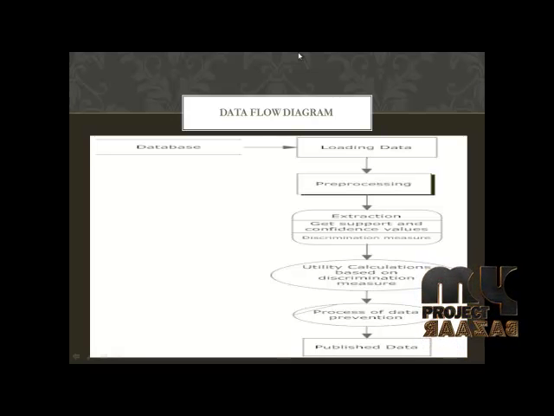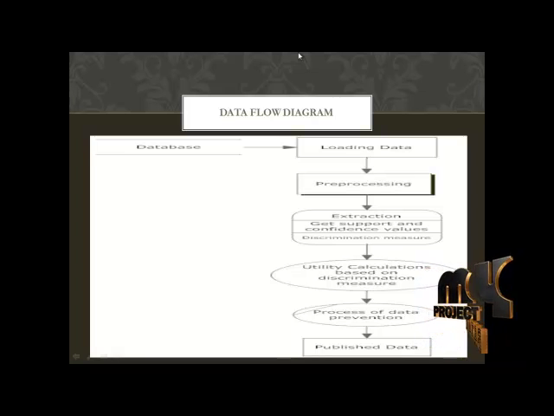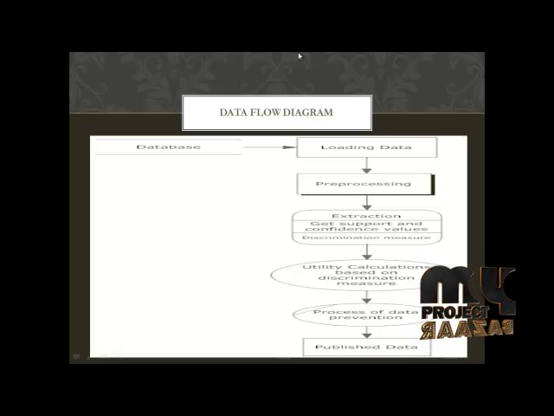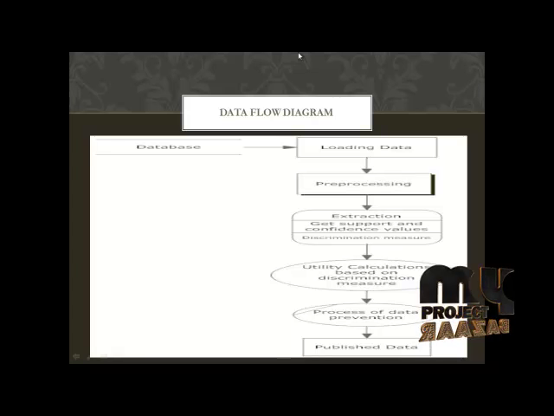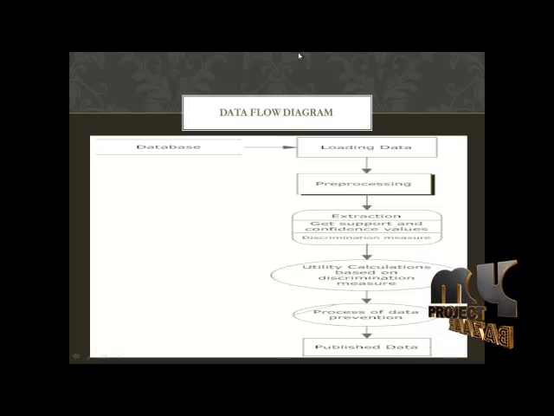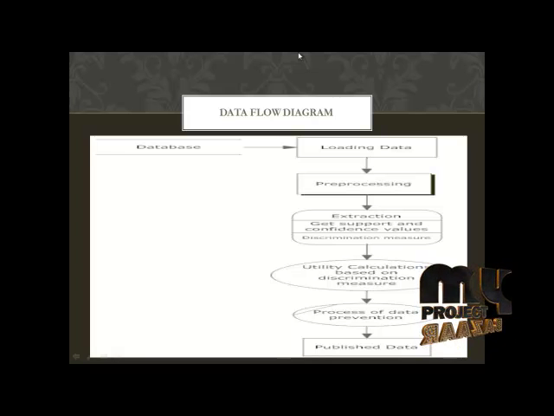Now going to explain the data flow diagram. The process starts with considering the adult dataset. After that, we have to apply the dataset to the pre-processing process. In pre-processing, we are removing unwanted data and storing it in the database for further process. After that, we have to measure the discrimination in terms of support and confidence values. Then, based on that, the utilities can be calculated.